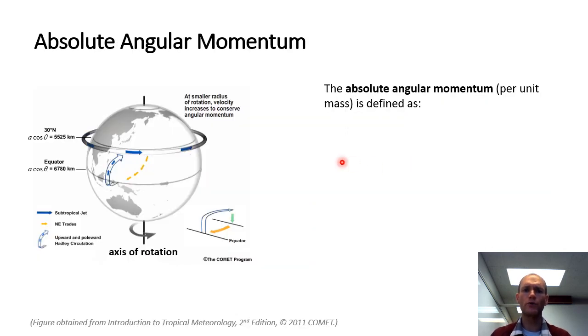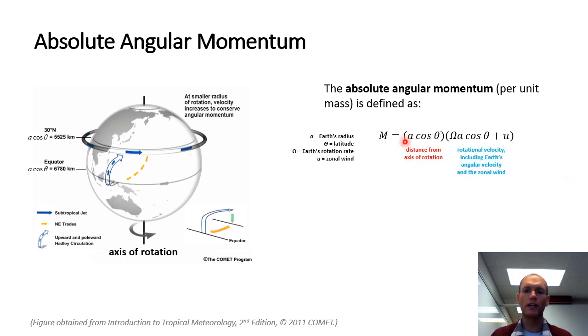So now we want to go on to a slightly different concept, and this is that of absolute angular momentum. The absolute angular momentum is defined mathematically as m equals two separate terms here. This first one here, a times cosine of theta, is the distance from the axis of rotation.